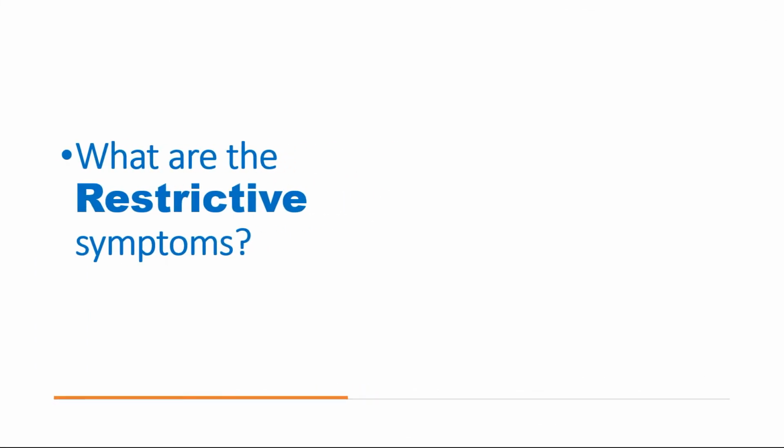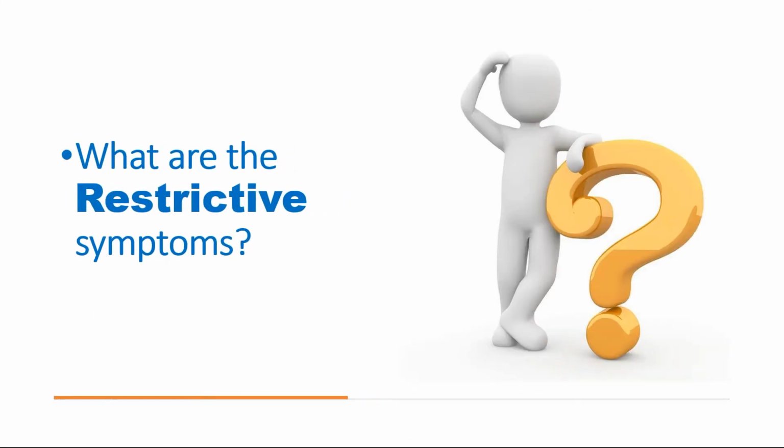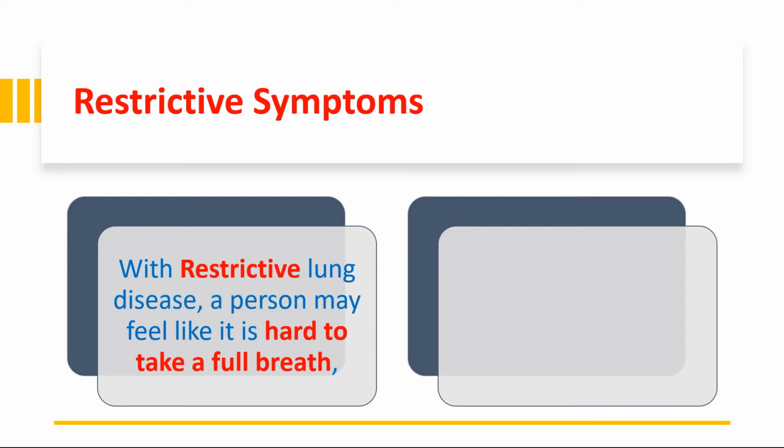So, what are the restrictive symptoms? With restrictive lung disease, a person may feel like it is hard to take a full breath. It is hard to get air inside the lungs. So it is the reverse of obstructive disease.